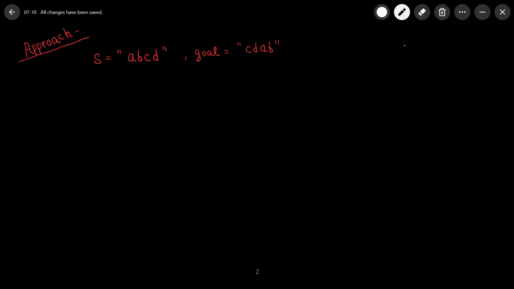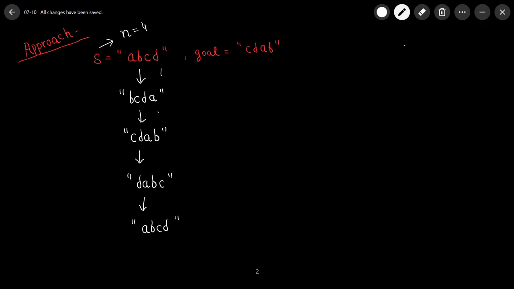Coming to the approach, let's consider this example. The length is 4, right? So we are sure that even after performing 4 shifts, if we still don't reach our goal, we would never be able to reach it. That is when we return false. If we perform all the shifts, in the first shift we would get this. Then B goes to the rightmost, so we get C, D, A, B. Then C goes to the rightmost, we get D, A, B, C, and D goes to the rightmost, and we get A, B, C, D.